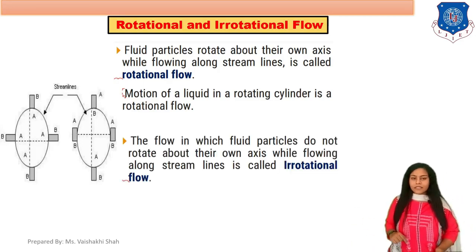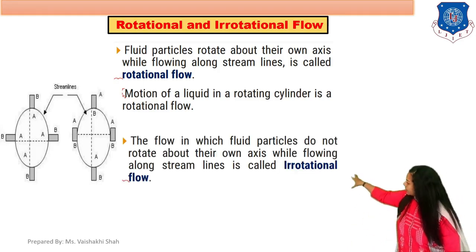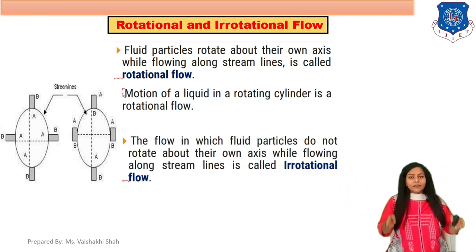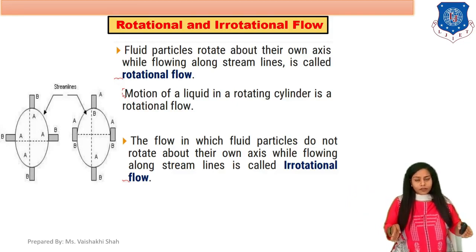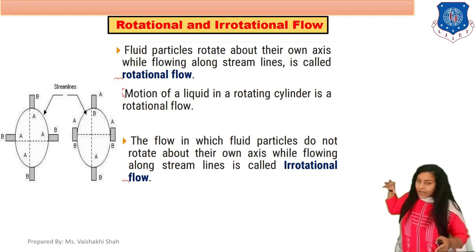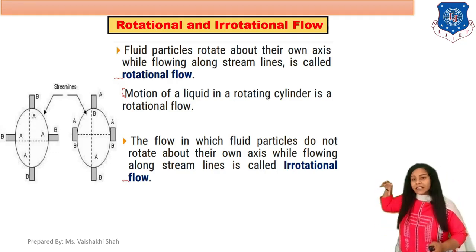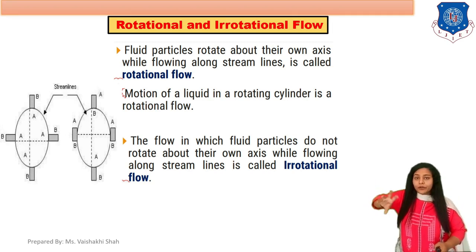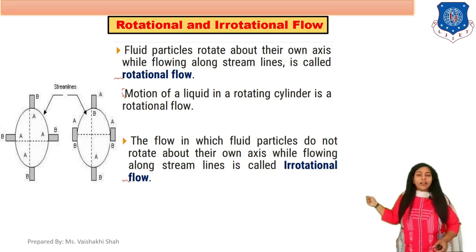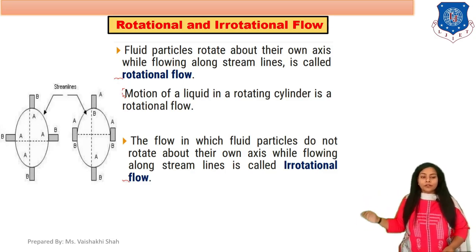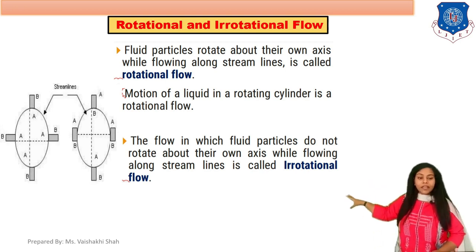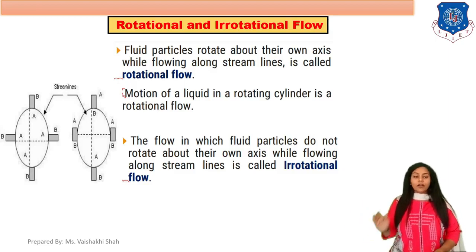Okay. Now we will see irrotational flow. As per diagram number 2, in the second figure, the fluid is locked on both sides. So fluid particles do not rotate about their own axis. They can move, but they can't rotate about their own axis. That type of flow is called irrotational flow. The fluid particles do not rotate about their own axis while flowing along streamlines.